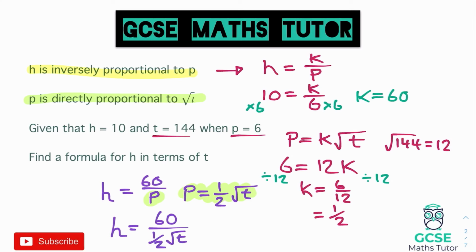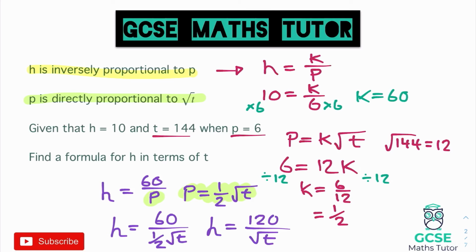There we go. Now, technically, that is a formula for h in terms of t, although we are breaking some rules here. We're not allowed to have a fraction underneath or inside of another fraction. So we need to actually get rid of this half. So looking at what we've got here then, we've got 60 divided by 1/2. Okay, so if we do 60 divided by 1/2, that's going to be 120. A half goes into 1 twice, it goes into 60 120 times. So h is equal to 120 over the square root of t.